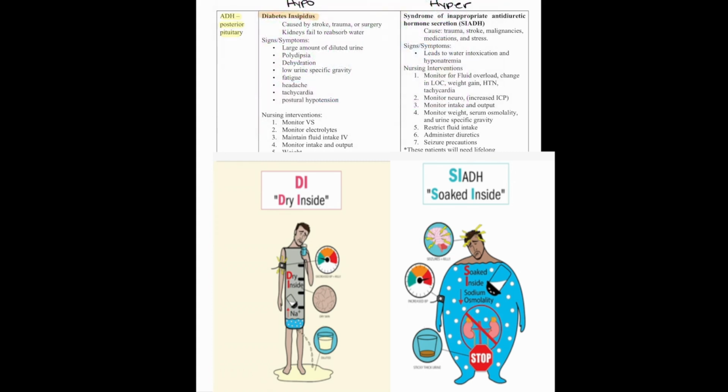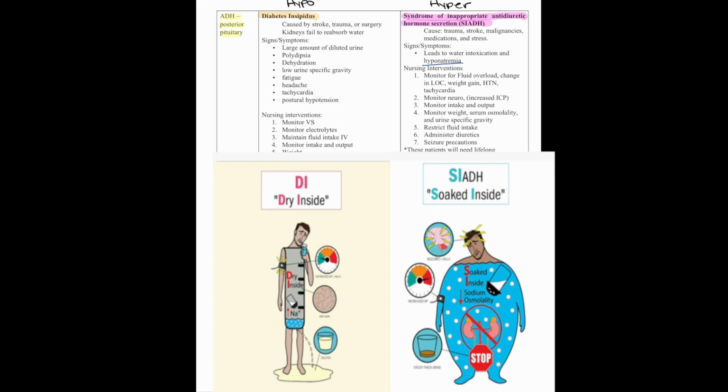Now when we talk about syndrome of inappropriate antidiuretic hormone secretion, again, this is the hyper ADH, causes are trauma, stroke, malignancies, medication, and stress. Signs and symptoms are that it leads to water intoxication and hyponatremia. Nursing interventions: monitor for fluid overload, change in level of consciousness, weight gain, hypertension, tachycardia.